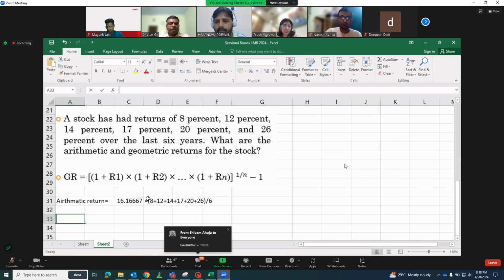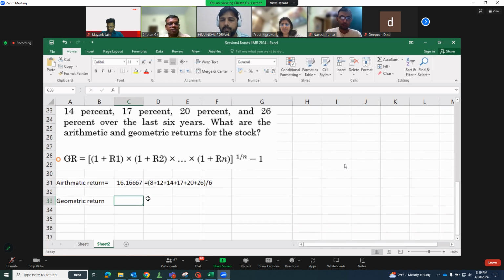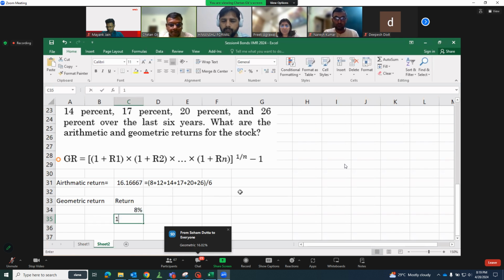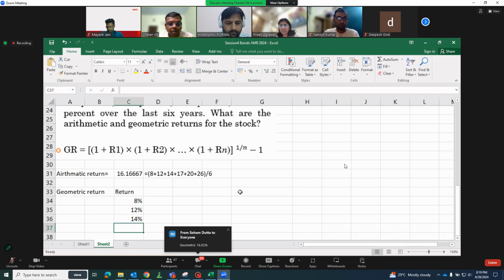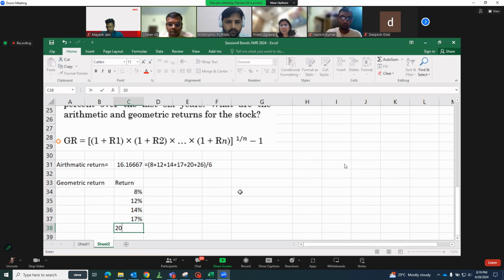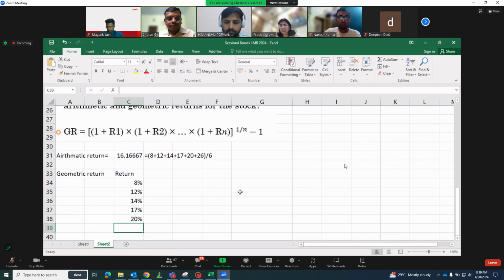So can you now quickly compute geometric? So what I do is I'll put the returns here. It is 8%, 12%. Please put it in percentage terms, otherwise you'll get the wrong answer. 8, 12, 14, 17, 20, 26.